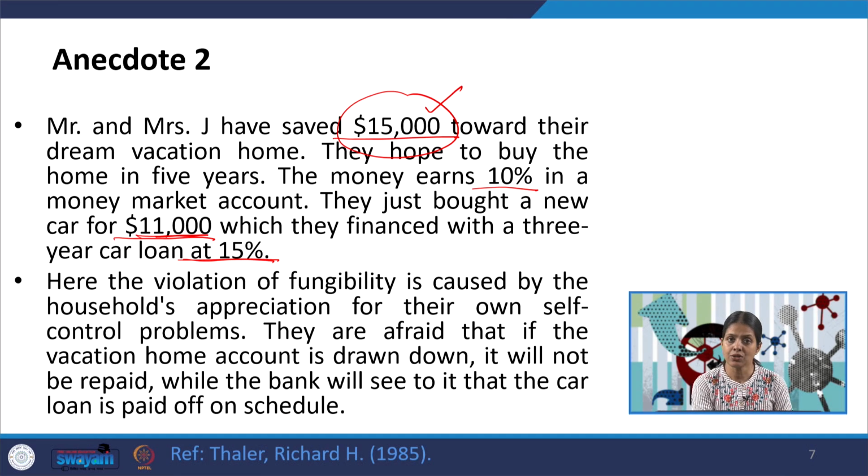So, here the violation of fungibility is caused by the household's appreciation for their own self-control problems. They are afraid that if the vacation home account is drawn down, it will not be repaid, while the bank will see that the car loan is paid off on schedule. So, the point is that beside the concept of fungibility, here we bring in another aspect of mental accounting, and that is how to exercise control on one's self.